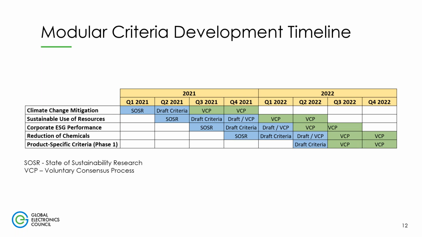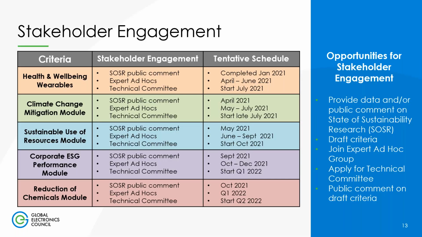Now, you'll notice the final row there is the development of product-specific criteria, and this will actually commence after the criteria drafting is underway for the fourth module. And at this point, we'll have identified what the gaps are for the various product categories. Now, I will explain in a slide in a minute what the phase 1 refers to. On the next slide, I'll move into a little more detail on the specific stakeholder engagement opportunities.